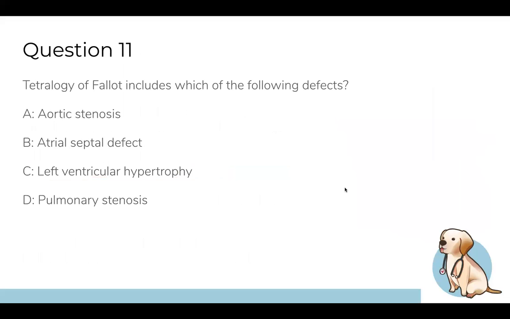And final questions. Okay. I'm so glad you're still listening to me talk, but which of the following defects are in the tetralogy of Fallot?